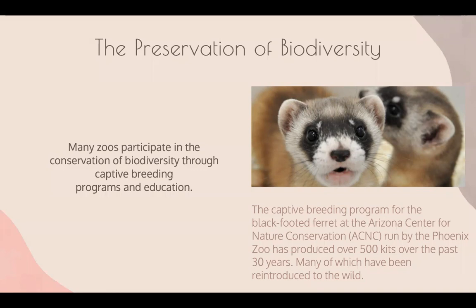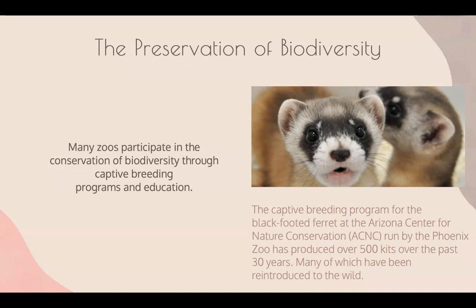So what I put here is the Phoenix Zoo has the Arizona Center for Nature Conservation. Now, this is a black-footed ferret in the picture here, and this is the most endangered mammal in North America. They are almost extinct. However, over the last 30 years, through breeding at the Phoenix Zoo, 500 kits have been produced, and many of those have been reintroduced to the wild.